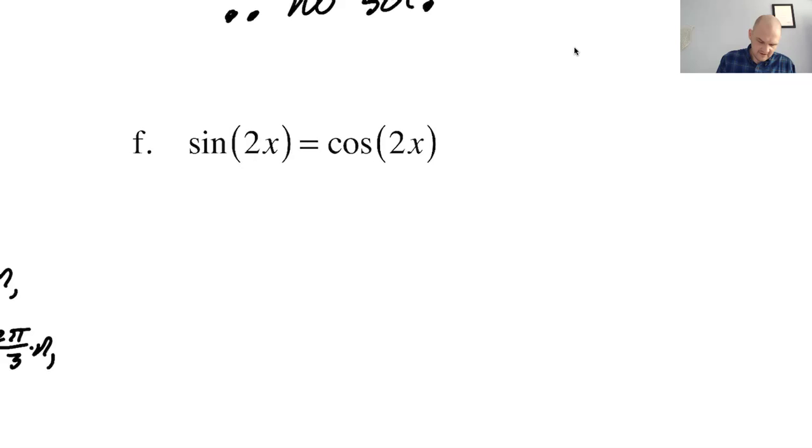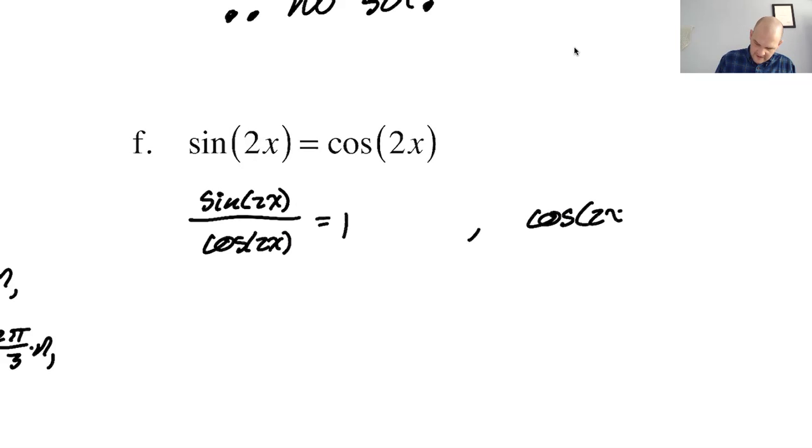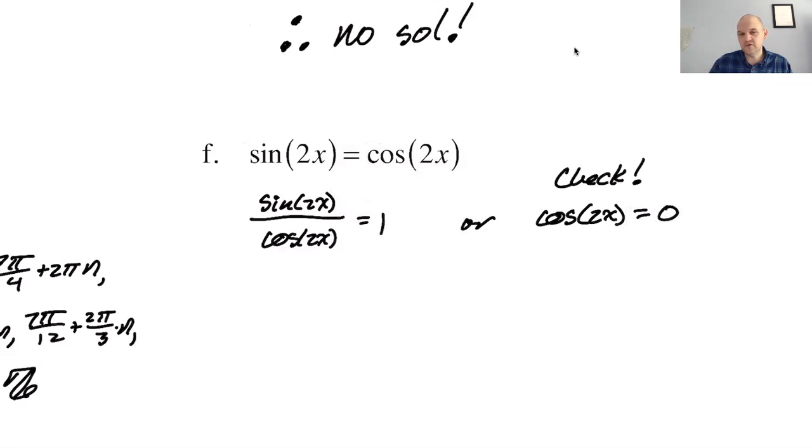I'm going to divide by cosine, and I'm going to get sine of 2x over cosine of 2x equals 1. But the only way that's true is that cosine of 2x isn't 0. So I'm going to say that either of these could be true. Either sine over cosine equals 1, or cosine of 2x equals 0. Because by dividing by cosine, I'm saying it couldn't have been 0. But I'm definitely going to need to check these. So could cosine be 0? I don't know. We'll find out.